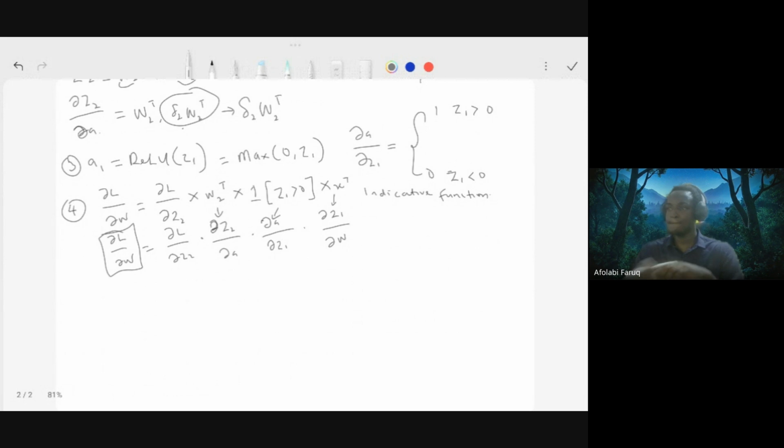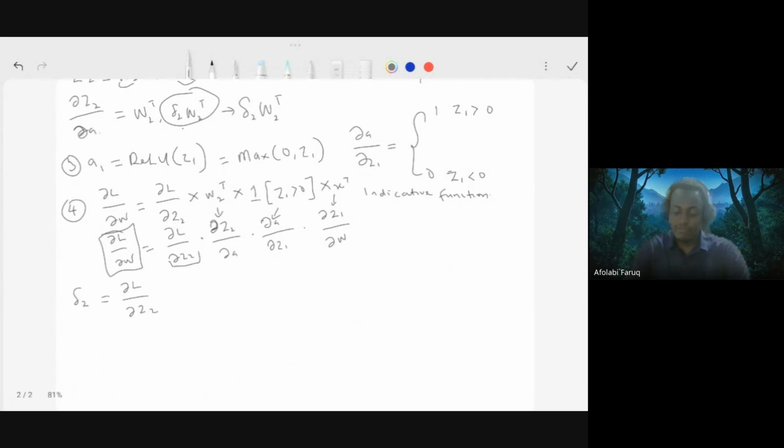Okay. So let's say, for example, we have delta 2 equals dL/dz2, which is what we have here at the output gradient. This is the gradient with respect to the output logit. I've talked about that, and that's the starting point of the backprop.